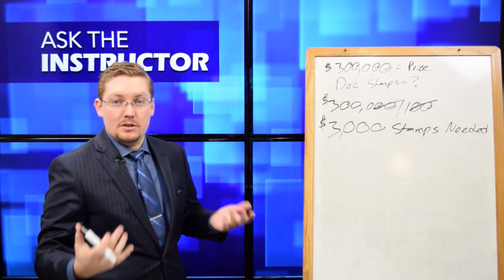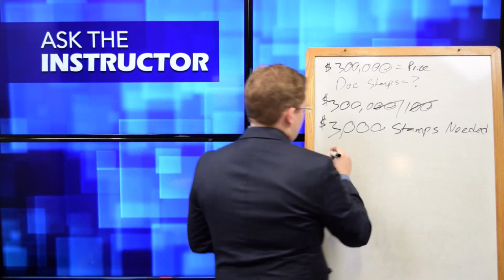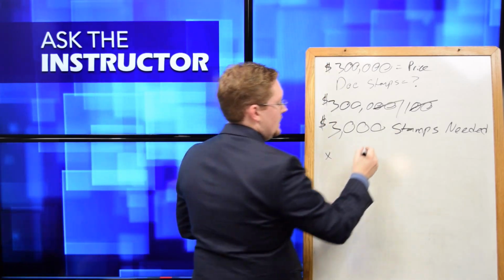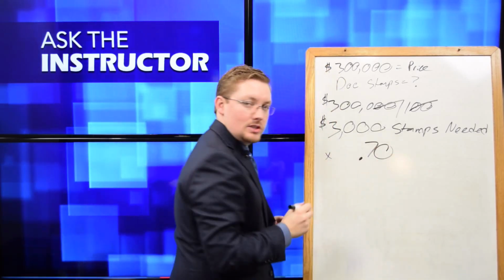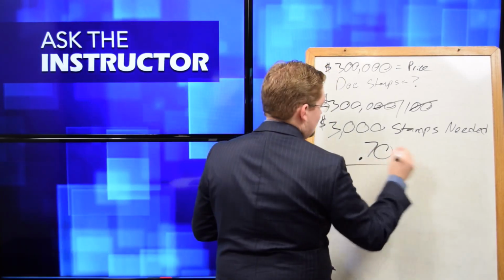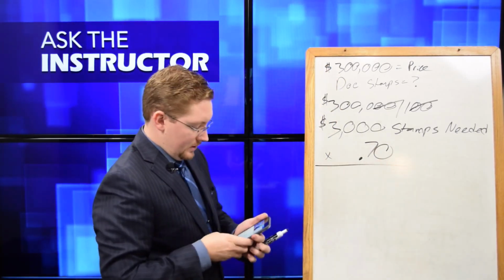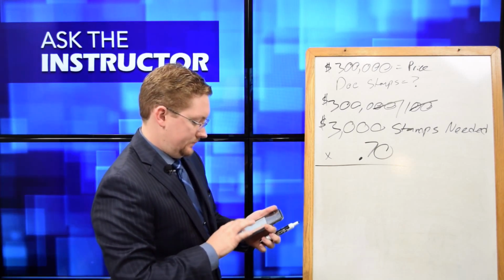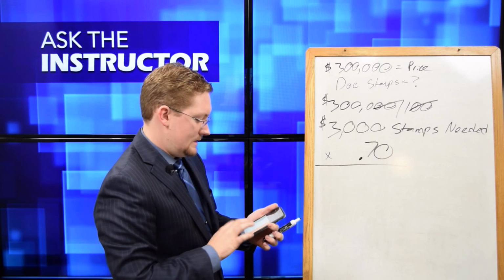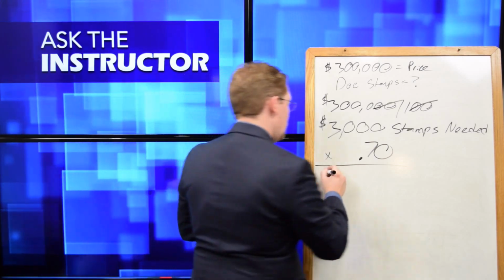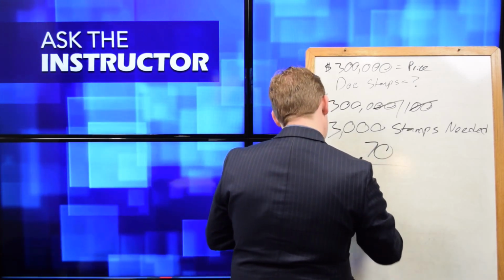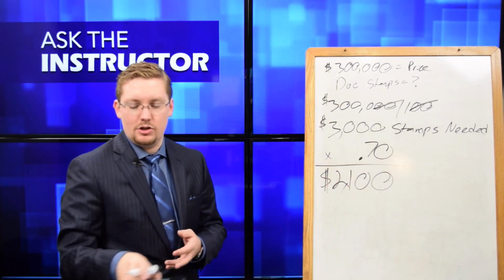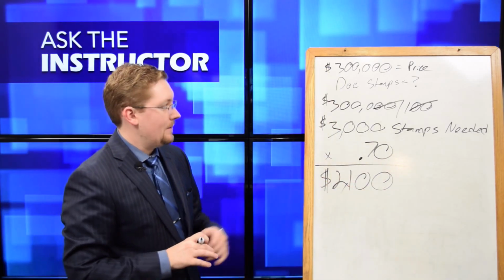And how much do the stamps cost? 70 cents each. So we're just going to multiply this 3,000 stamps that we need times the cost of each stamp for a deed, which is 70 cents. And this one we will pull out the calculator for. So we're just going to take our 3,000 and multiply it by 70 cents, and we're going to get $2,100. Now this isn't all of the seller's closing costs, but this is definitely a big chunk of one. The doc stamp on the deed.